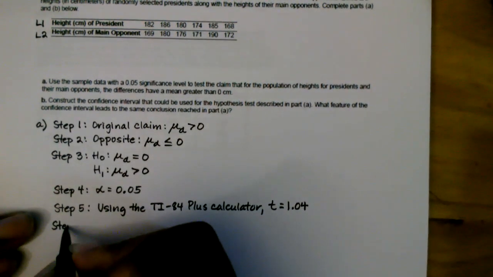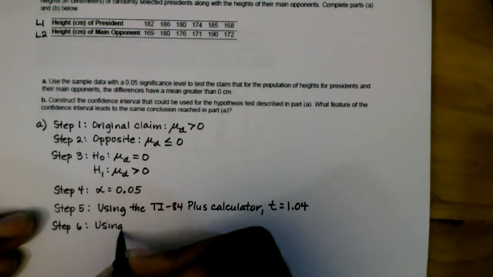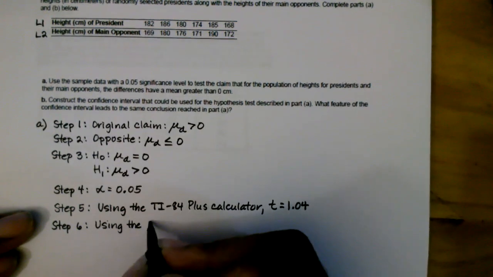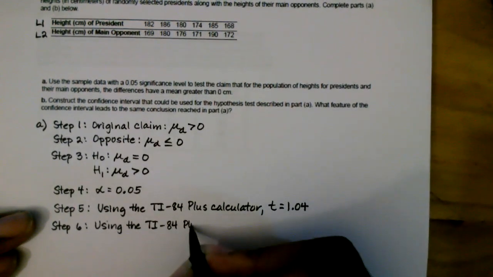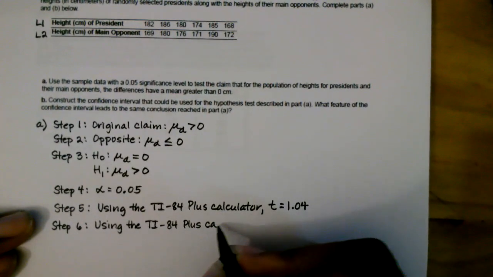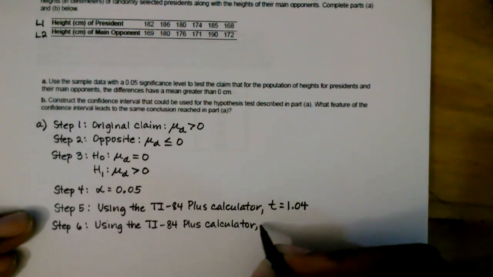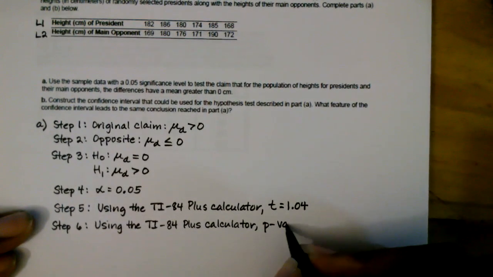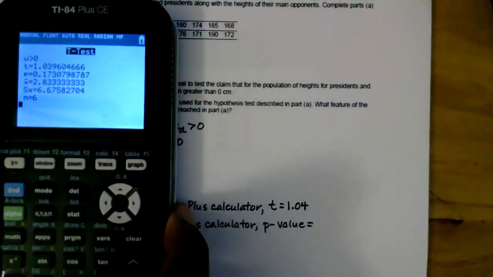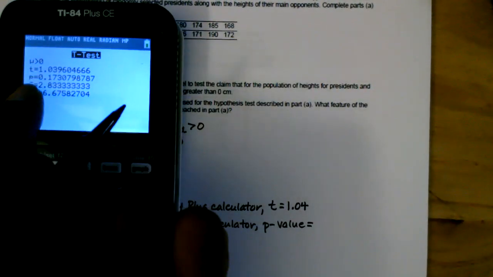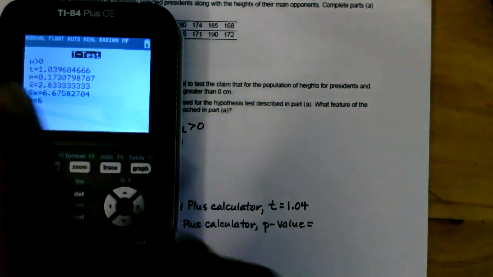And now step number 6 is finding the p-value. Again, I'm going to use the TI-84 Plus calculator. So that means the p-value, I'm going to bring that calculator back up because under the t, you'll see lowercase p for the p-value. That would be, to 3 decimal places, 0.173.